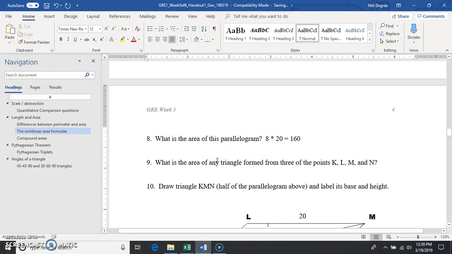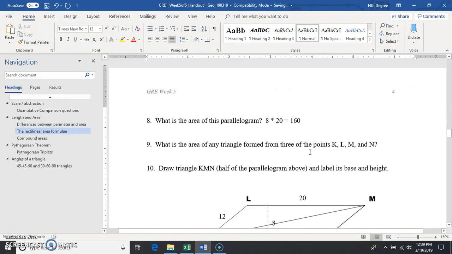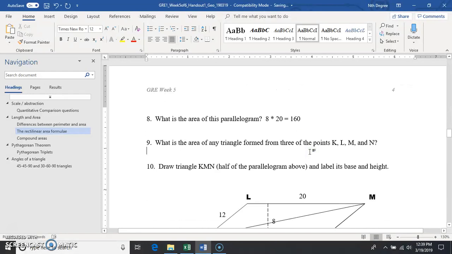Okay, now that leads us into triangles. What is the area of any triangle formed from 3 points of the parallelogram? If you take any 3 of these points, K, L, M, or N, and make a triangle out of it, the area will be half of the 160. So it will always be 80.